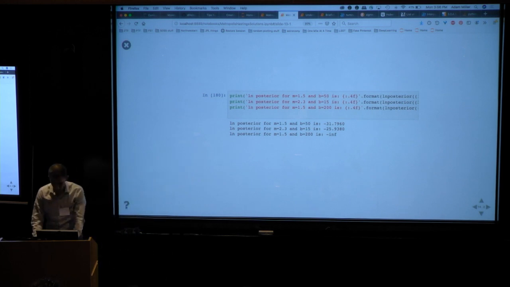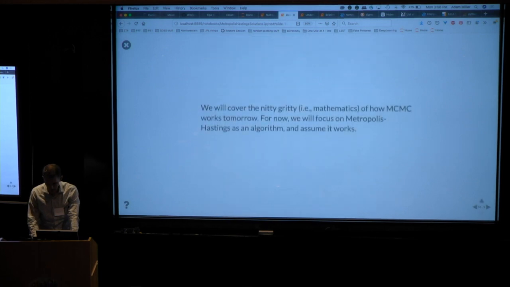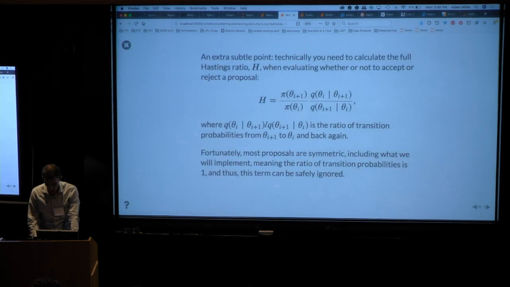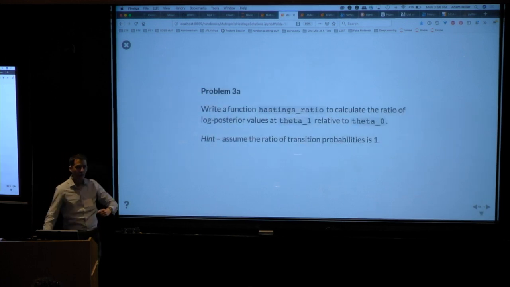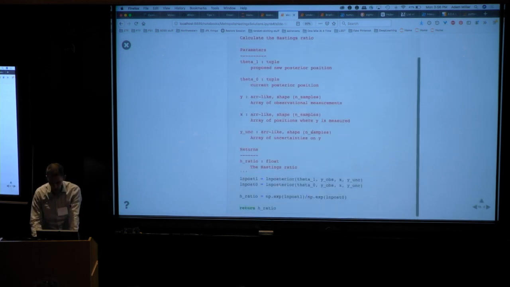All right, going quickly so we can get to the break. I just described what Metropolis Hastings is, and you can read a more concrete definition in the problem. One of the things you have to test, as I said, is the ratio of the likelihoods at your 2 different steps. So this is what we did with the Hastings ratio function.